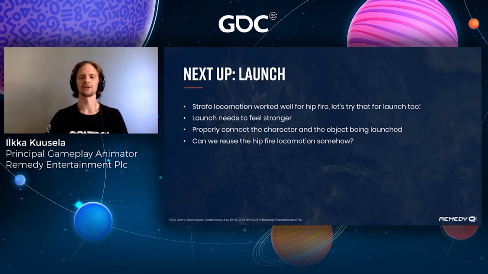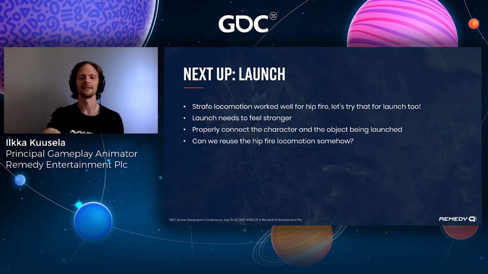Next offender was launching objects through the air. It had similar issues as the hip fire. And since strafe locomotion worked for hip fire, we also wanted to try that for launching. We were also getting feedback that launch needs to feel stronger, and we need to have a better connection between the object and the character. And I figured that by using strafe locomotion, we can also get a much more controlled composition of the character and the object on the screen. So this way we can plan for a better connection between them as well.